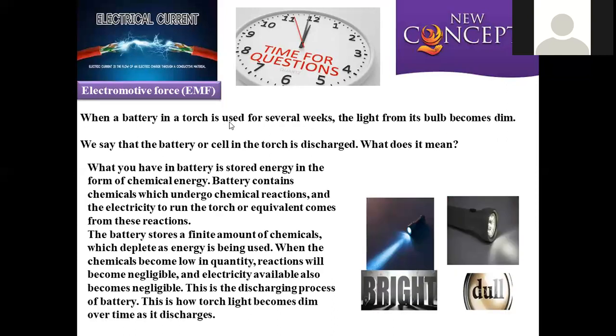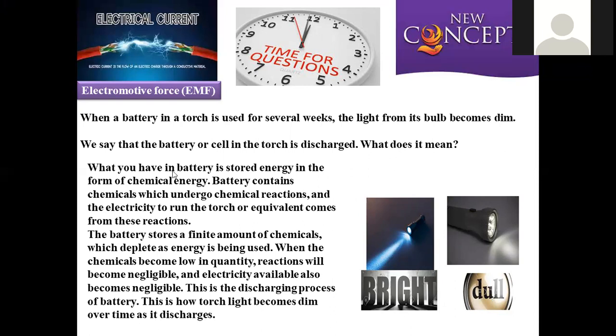Now, when a battery in a torch is used for several weeks, the light from the bulb becomes dim. What could be the reason? When we purchase a new battery, it gives a high luminous glow. But after a few weeks, its luminescence slowly decreases and the brightness slowly turns into dullness. What could be the reason for this kind of change in its luminescence?